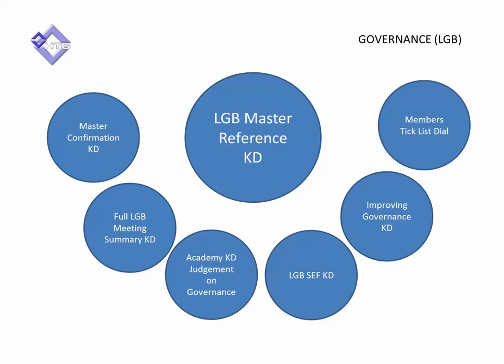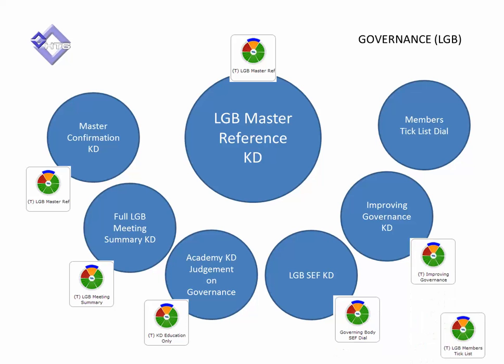We've got a full local governing body summary meeting key dial, the judgments, the SEF, improving governance, and a members tick list. All these are online with a simple click icon and access and read. You do not need to understand IT to use these. These are simply icon-driven applications that should enable all governors to access the information that they need at the time that they have available.